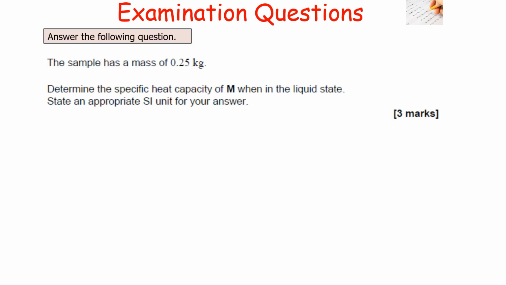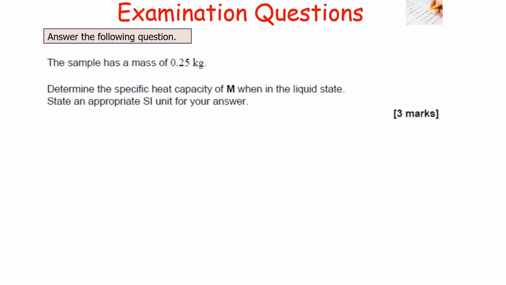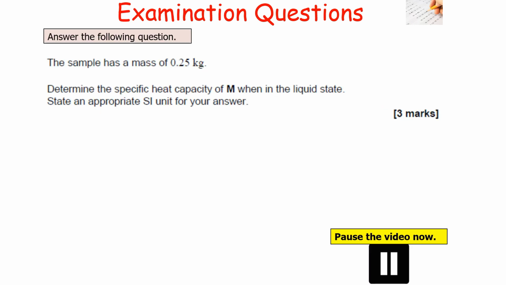The next question says the sample has a mass of 0.25 kilograms. Determine the specific heat capacity of M when in the liquid state, and then state an appropriate SI unit for your answer. To help with this one, you might want to go back and look at the graph again to see if you can get some values from it which will help you derive the specific heat capacity. Pause the video now, then unpause the video when you want to go through your answer.